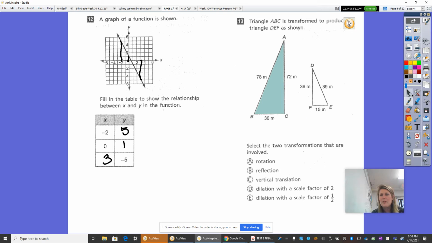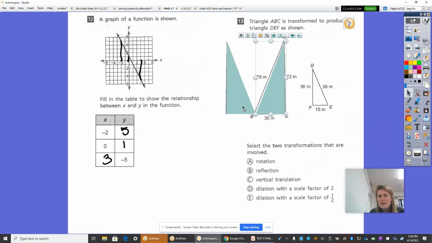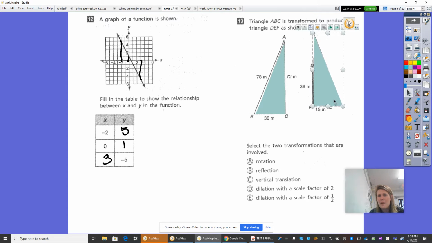Number 13, if we take this and let's right click on that, we're going to take this and we are going to mirror in the y-axis. Now it's flipped over, but now we have to shrink it down to make it work. So what we did just there is a reflection, and then we made it smaller by 1/2. So the correct answer there is B, should fill those in, and E. Let's try the next one.